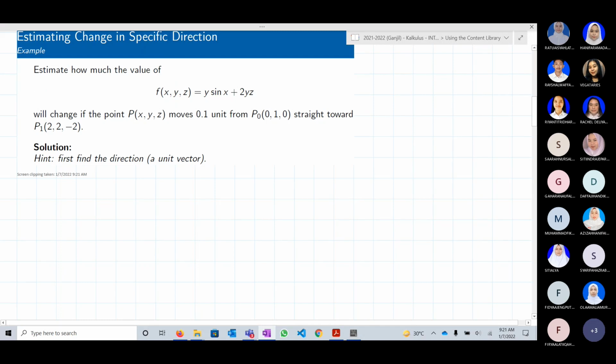So here we are asked to estimate how much the value of f will change if the point P moves about 0.1 unit from P0 straight forward to P1. So now here the direction is from P0 to P1, so we have to find the direction. P0 to P1, the vector is 2 minus 0, 2 minus 1, minus 2 minus 0. So the vector is (2, 1, minus 2).